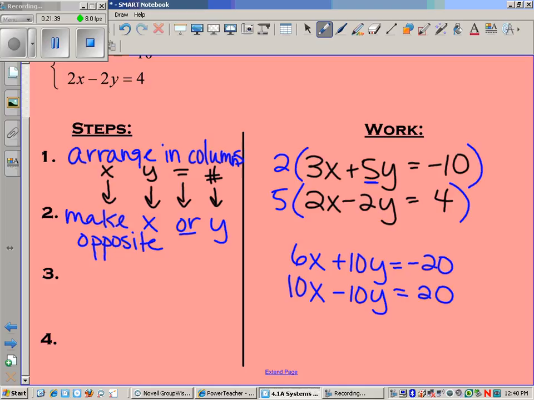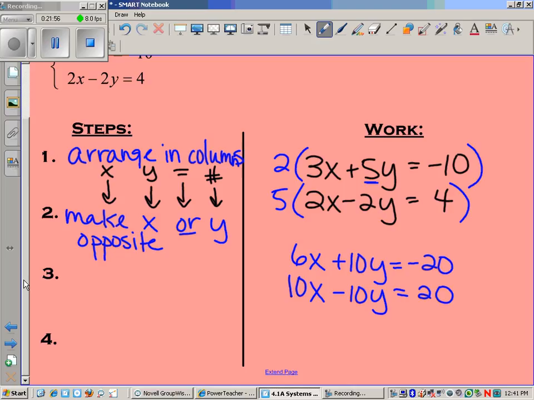Okay? Are you okay with that? Let's stop for a second. What if I wanted to make my x's opposite? Instead of making my y's opposite, what if I wanted to make my x's opposite? What would they have to be? What number would I need to get them to be in order to be opposites?